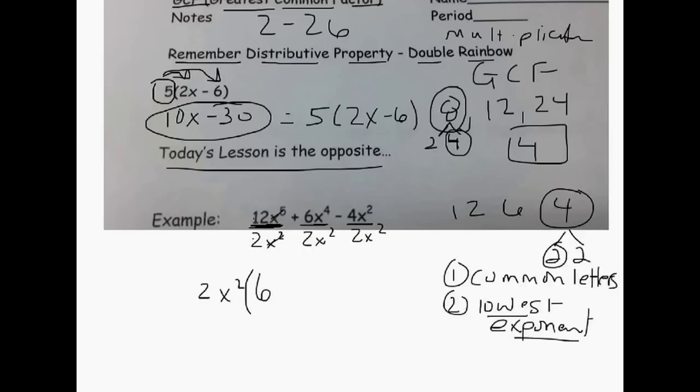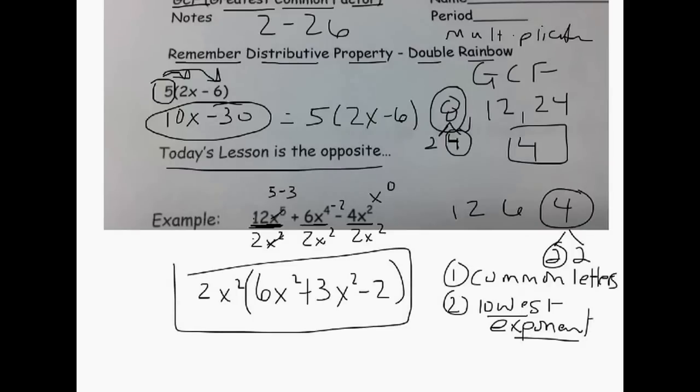So when I divide this, 2 divides into 12 and leaves us with 6, x to the... 5 minus 3. If you remember the rules that we did just a couple of weeks ago, 5 minus 3 is x2. 2 goes into 6 3 times. 4 minus 2 is x to the second. Here, negative 4 divided by 2 is negative 2. x to the 2 minus 2 is 0. x to the 0 goes away.